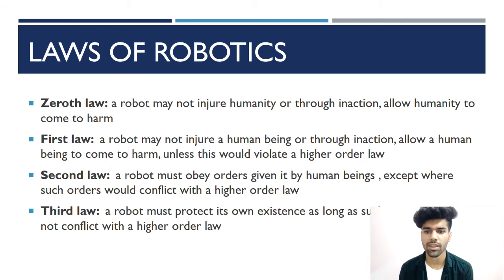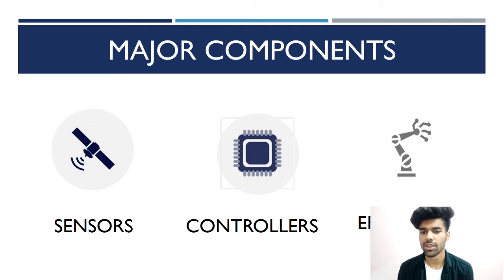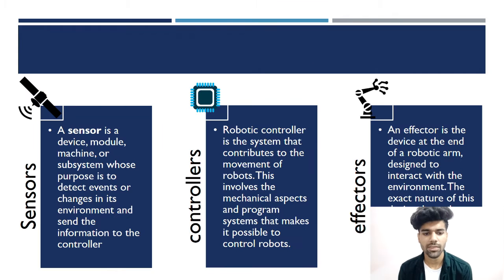The third law states that a robot must protect its own existence as long as such protection does not conflict with higher order laws. There are basically 3 major components of a robot. The first one is the sensor, the second one is the controller, and the third and last one is the effectors. The sensor is a device, module or machine whose purpose is to detect events or changes in the environment and send the information to the controller. The controller is basically the brain of a robot that processes the signal from the sensor, generates an output depending upon it and sends it to the effector. Effectors are basically the moving parts of a robot that are responsible for any work.